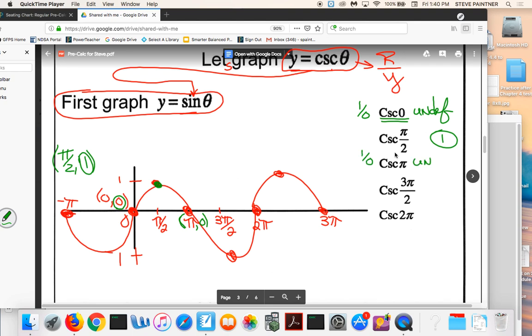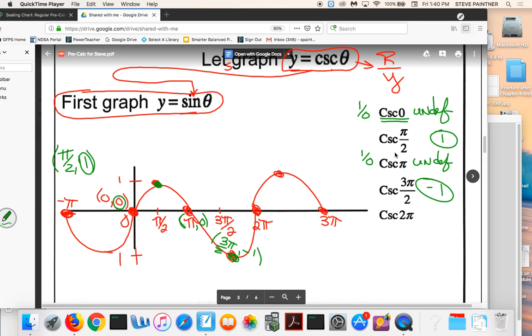Undefined. You are noticing a pattern. Okay, how about 3 pi over 2 right here? This is 3 pi over 2, comma, negative 1. Flip negative 1. Negative 1 over 1, flip it. Negative 1 over 1, it's negative 1.